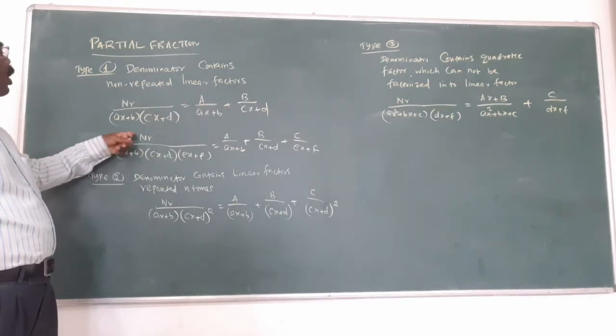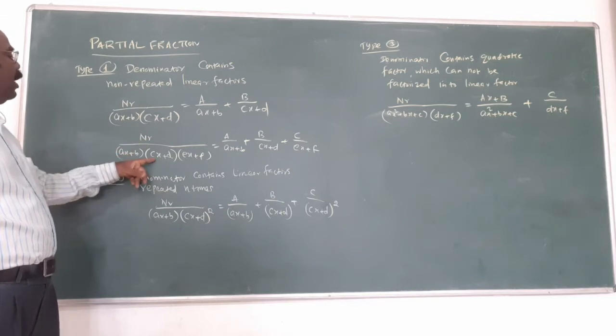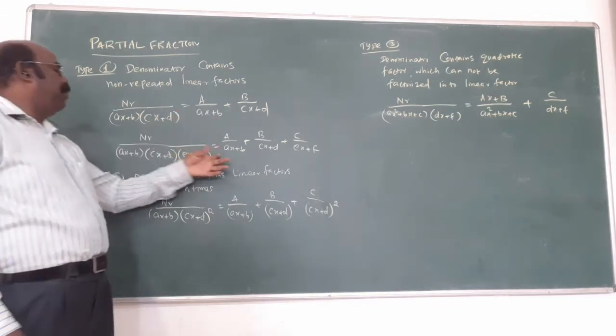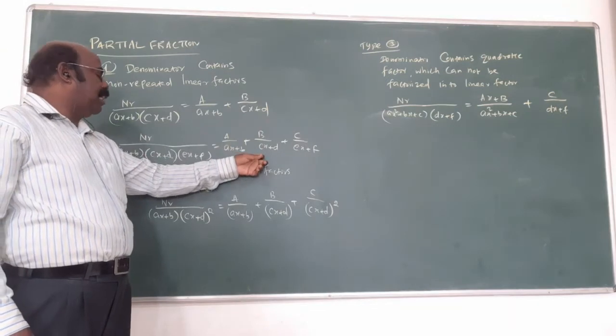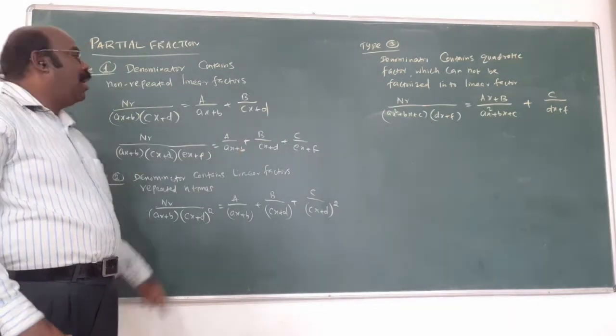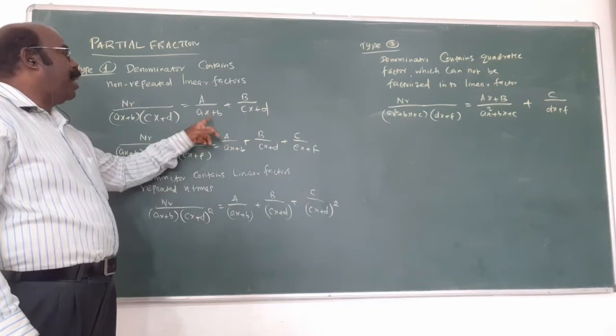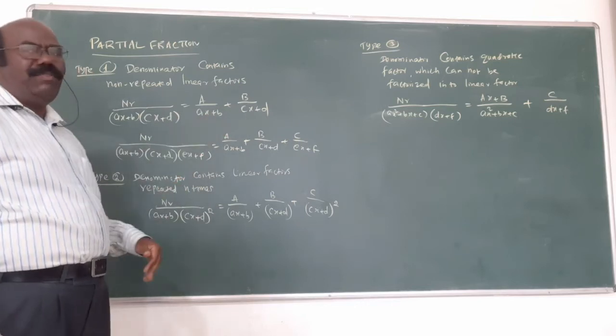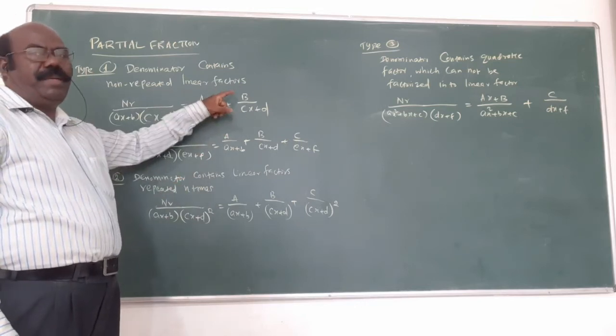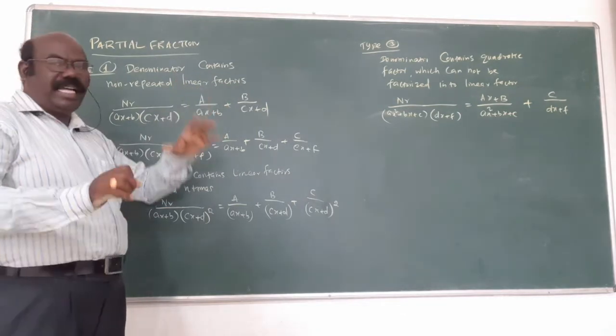Similarly, the numerator divided by three linear factors. That means what? A by the first factor, B by the second factor, C by the third factor. This is the partial fraction idea. After taking LCM and simplifying, you find A and B and replace A and B with the result.